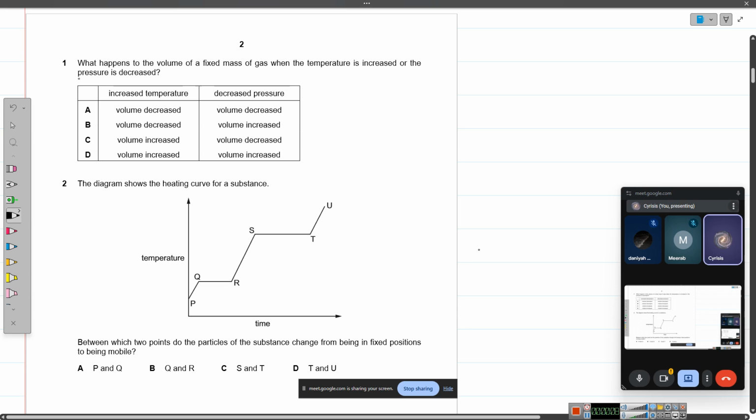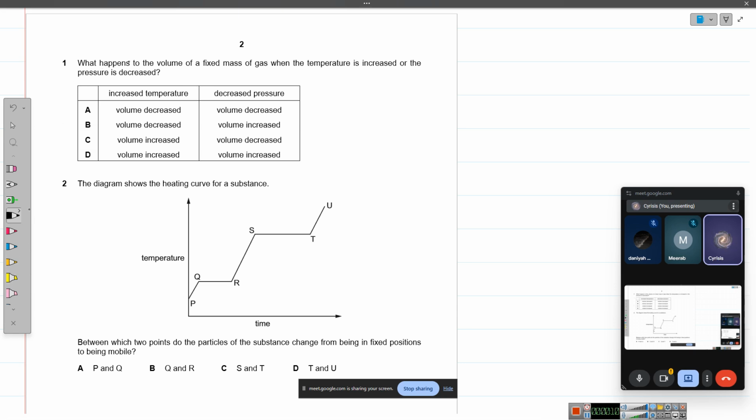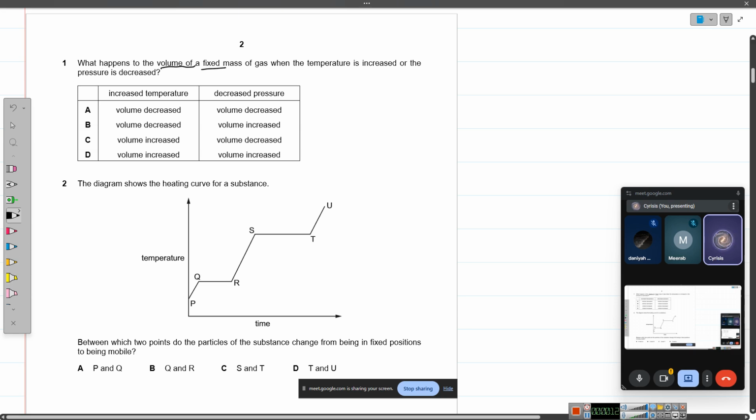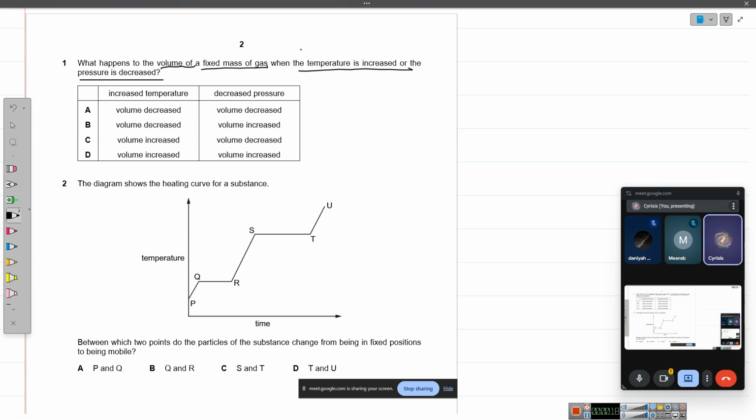The first question, right? What happens to the volume of a fixed mass of a gas when the temperature is increased or the pressure is decreased, right? So we're talking about the volume. What is happening to the volume? If the temperature is increased, then the volume should increase because it's a fixed mass, and if the pressure is decreased, that should also increase the volume. So D is your option, right? So keep in mind we have pressure and temperature to be worried about, right?